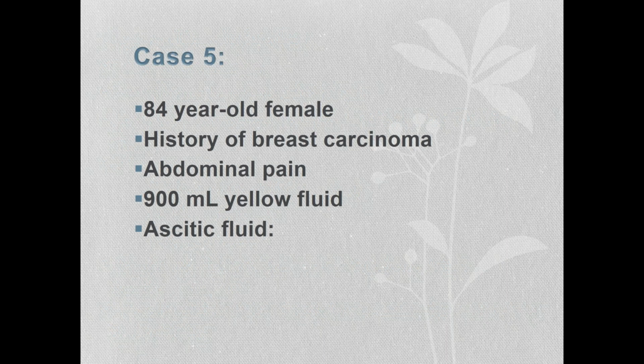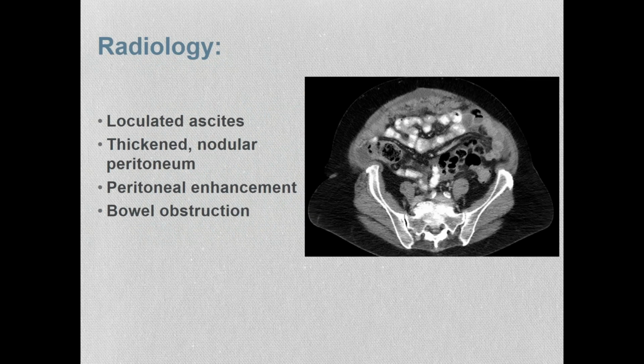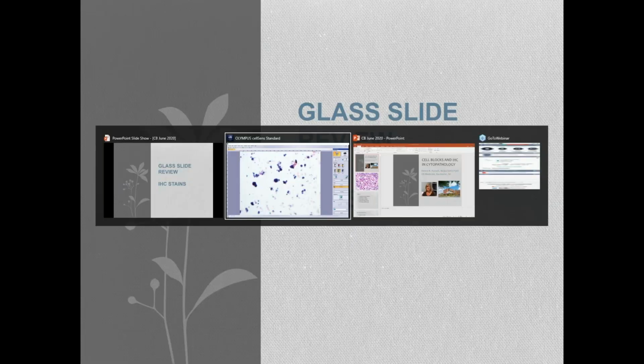Case number 5, this is an 84-year-old female. She had a history of breast carcinoma years ago. She had abdominal pain, and she presented with 900 milliliters of yellow fluid, and this is an acidic fluid. By radiology, it was a loculated ascites that was thickened and had some nodular peritoneal involvement and some peritoneal enhancement, as well as some bowel obstruction. Let's look at the glass.